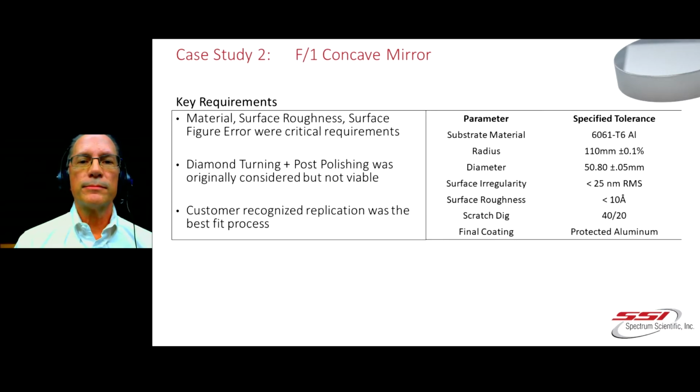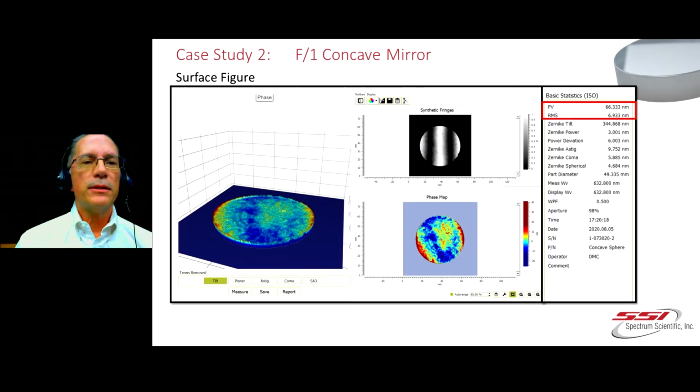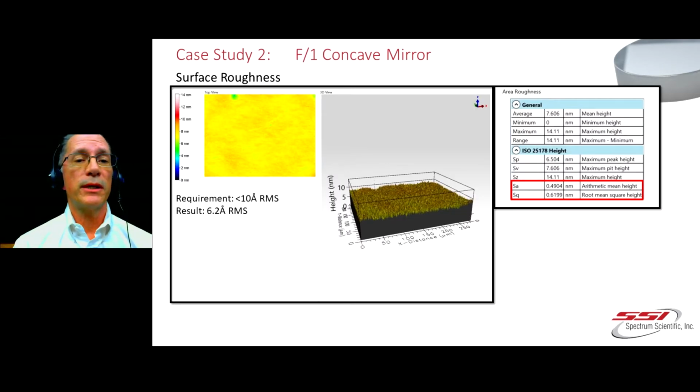So we went forward, and here's the surface figure, and you can see it came out nearly 10th wave peak to valley. Their spec was an RMS spec, and we've got some really nice surface figure here. It's about a 2-inch diameter part. And I think on the next slide we've got the roughness, which was the next critical specification.